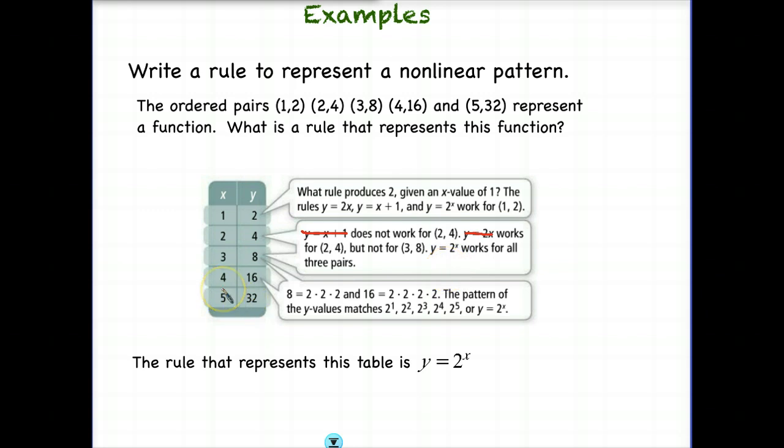2 to the third power means 2 times 2 times 2, which gives us 8, and that works. Let's just double check with a 4. So 2 to the fourth power is 2 times 2 times 2 times 2, which is in fact 16, and it works for that as well. So the rule that represents this table would then be 2 to the x. Okay, let's try a couple more.